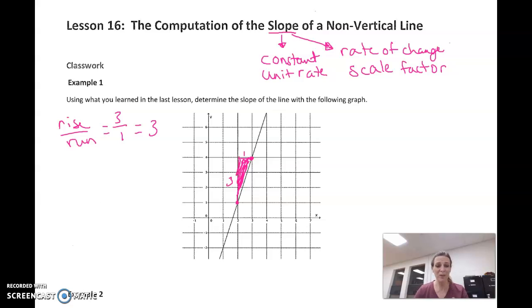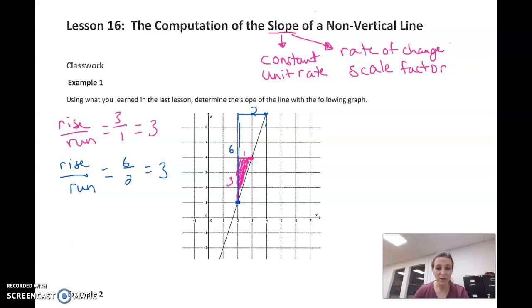Now, what if you didn't pick those points? What if you picked this point right here and this point right here? That's where it's going to hit. So I'm going to rise 1, 2, 3, 4, 5, 6 and run 2. If I do rise over run, this is why it works for any point. This is a ratio of the rise to the run. It rises 6 and runs 2, and that's a ratio of 3.